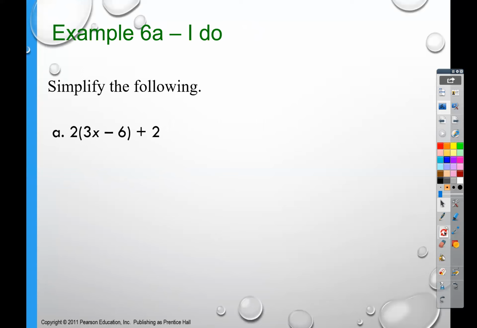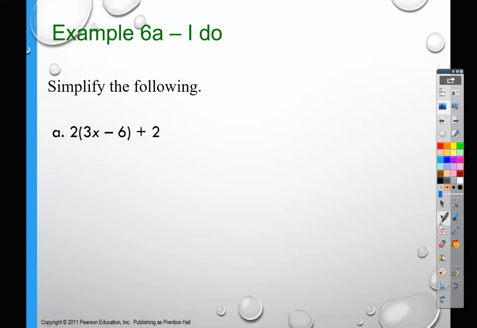Let's see. Okay, simplify the following. So in this case, we're going to have to distribute and then combine like terms. So we're doing both. I'm going to distribute. So I would get 6x minus 12 and then plus that 2. So now I can combine these. Negative 12 plus 2 is negative 10.